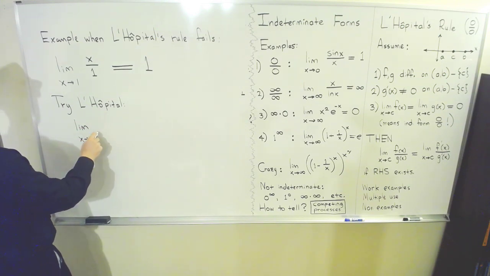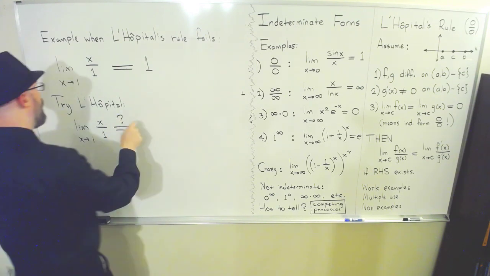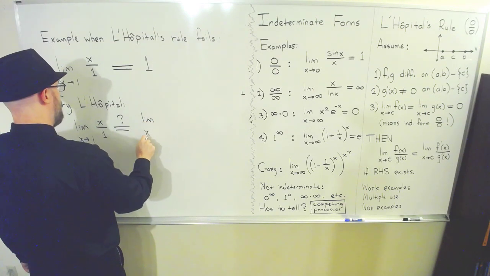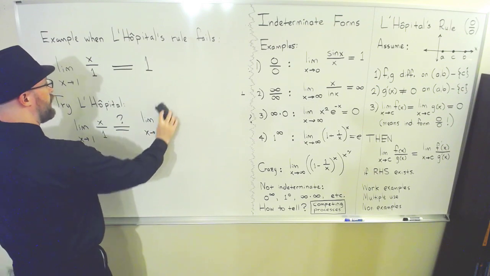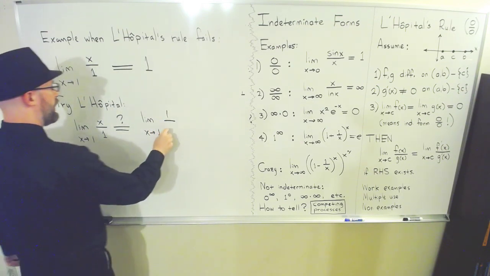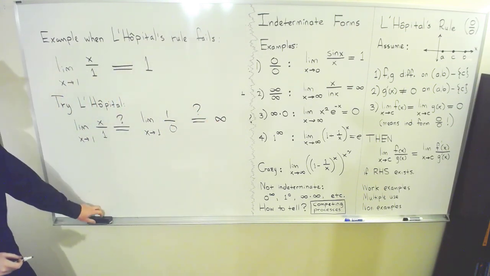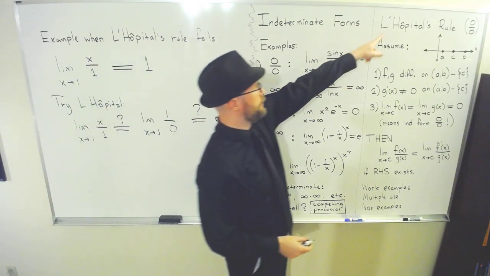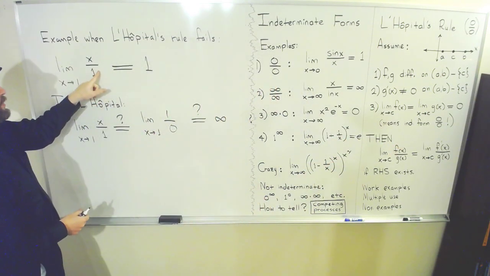The limit as x goes to 1 of x over 1 equals, well, I would try to differentiate. I differentiate the x, I get 1. I differentiate the 1, I get 0. And so this would look like, is that equal to infinity? What went wrong? What went wrong is the hypotheses of L'Hopital's rule that have to be true before you can apply it aren't true in this particular example.